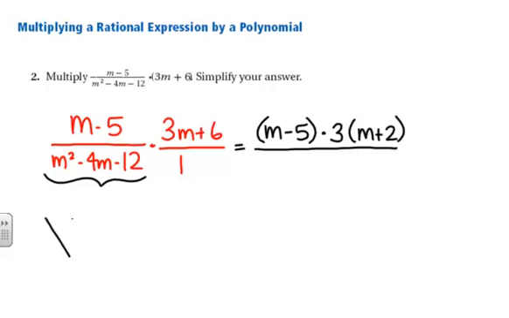And then on the bottom, I have this trinomial that I need to see if I can break down. So I want to ask myself, are there two numbers that add to make 4 and multiply to make negative 12? And there is. 6 and 2 will work here.